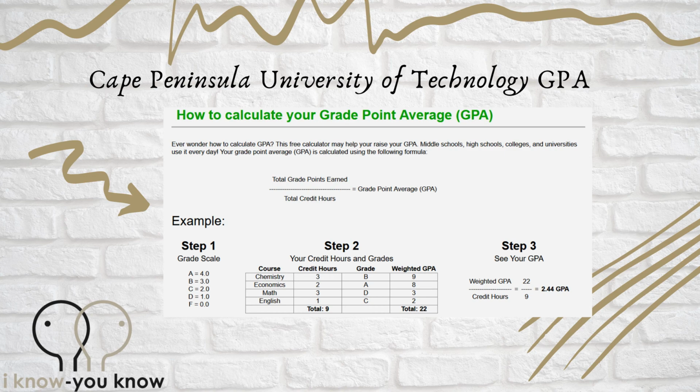And I think it's pretty simple. You just multiply your credit hours by the grade you got to get your weighted GPA, and then you take your weighted GPA and you divide it by your credit hours. Okay, there you have it, an explanation of what APS is and what GPA is.